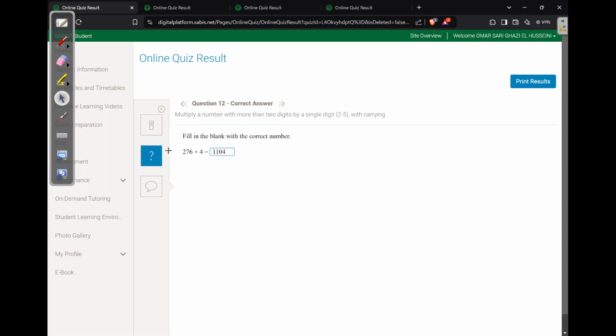276 times 4. So 4 times 6 equals 24. 2 up. 4 times 7 equals 28. We add that 2 equals 30. 3 up. 4 times 2 equals 8. We add that 3 equals 11. 1,104.